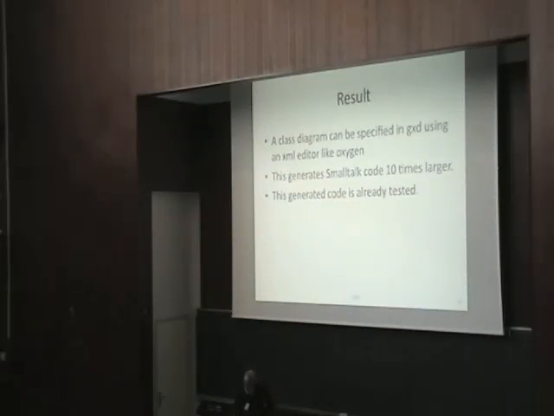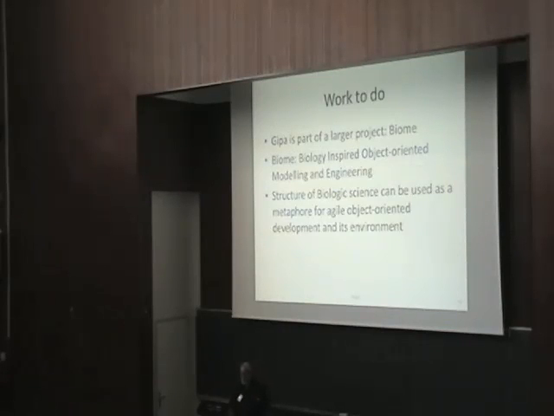This is the other one, the result. A class diagram can be specified in GXD using an external editor like Oxygen. This generates already tested code about 10 times the size of what I specify. And developing a model, bits and pieces, incrementally, is really helped by using this stuff. Okay. Work to do.